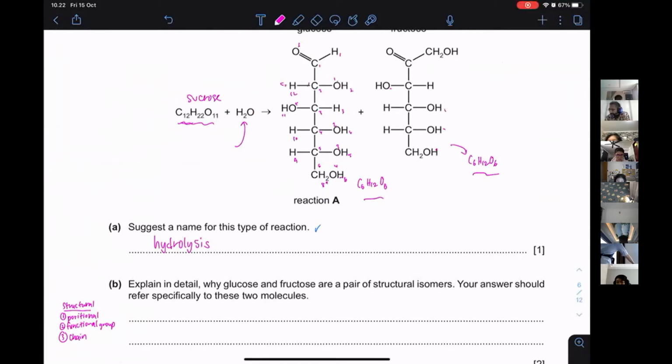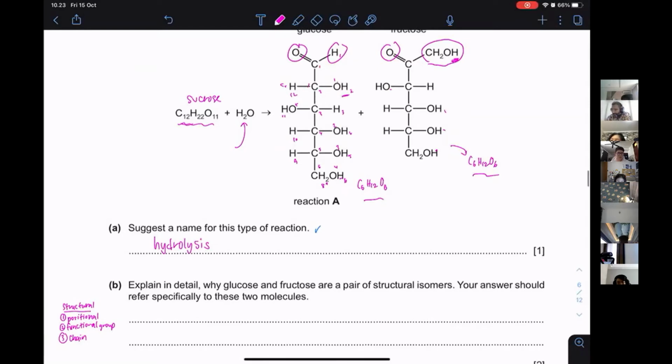But if you look here, the position of this one and this one is different, and the position of this is also different. So you can see that the position of the carbonyl group, the double bond O, is different, and the position of the OH group here is different. So that is the detail.